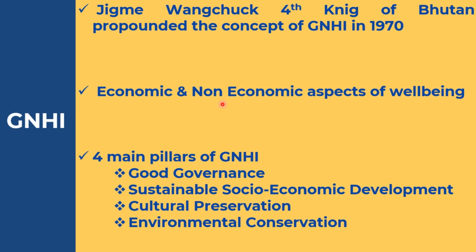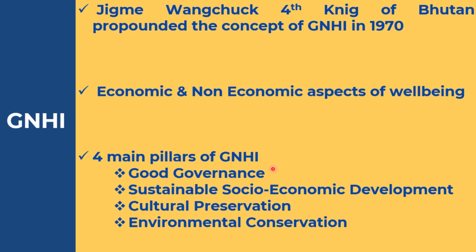There are a total of 33 indicators used for measuring the Gross National Happiness Index. These 33 indicators have been classified in four main pillars. These four main pillars are: first, good governance; second, sustainable socio-economic development; third, cultural preservation; and fourth, environmental conservation. All 33 indicators we can classify under these four pillars.